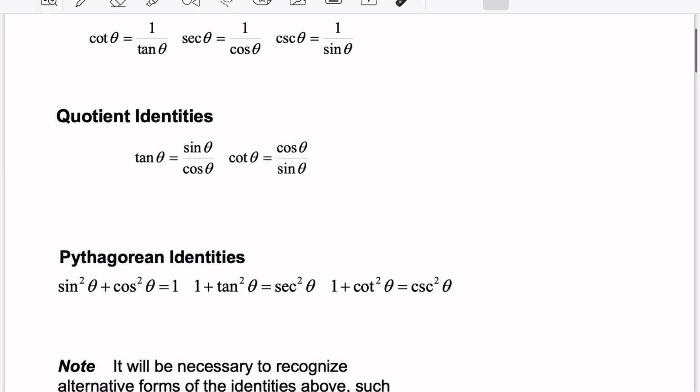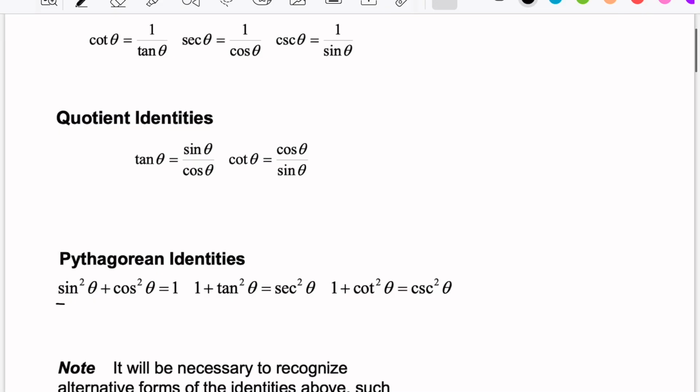Additionally, we have our Pythagorean identities. We've at least seen this one before, sine squared theta plus cosine squared theta is equal to 1, and then we also have these two identities as well. Now, it'll be important to also recognize alternative forms of these guys. For example here, if we wanted to get cosine squared theta alone, we would subtract sine squared theta on both sides, and we'd get cosine squared theta is equal to 1 minus sine squared theta. And then we can manipulate these guys as well to get alternate forms.